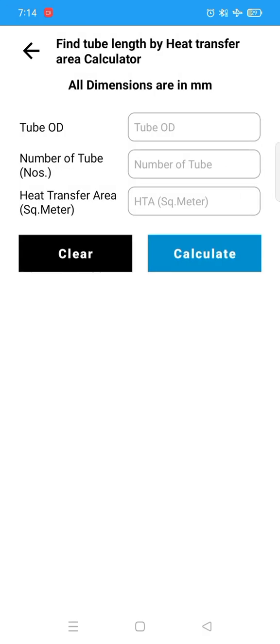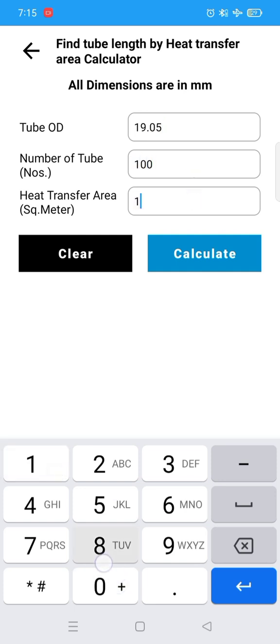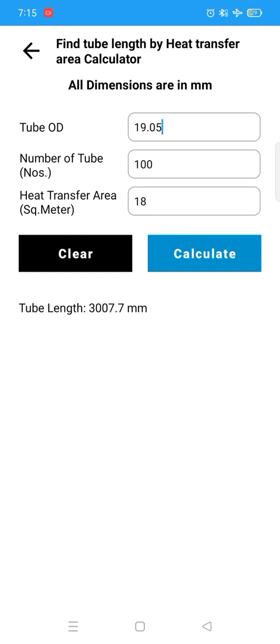Find tube length by heat transfer area calculator. In this function you can find the tube length. Tube OD is 19.05, number of tubes is 100, and heat transfer area is 18. So tube length is 3007.7 mm.